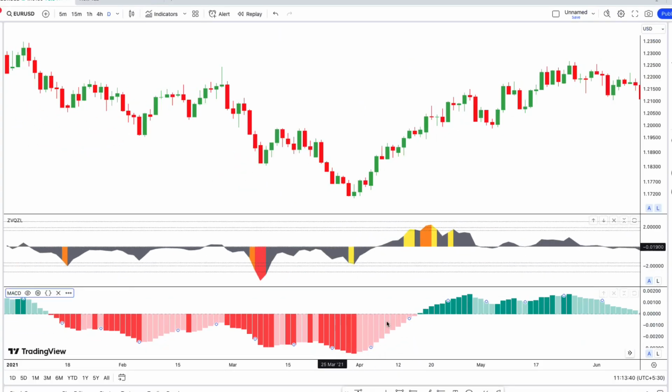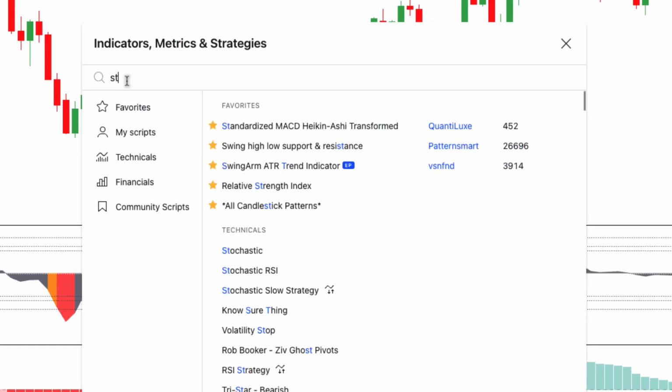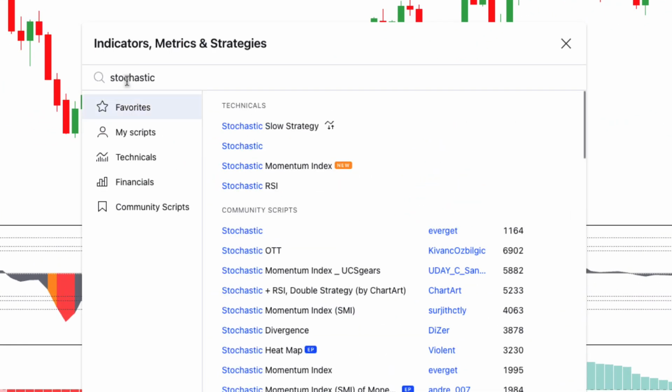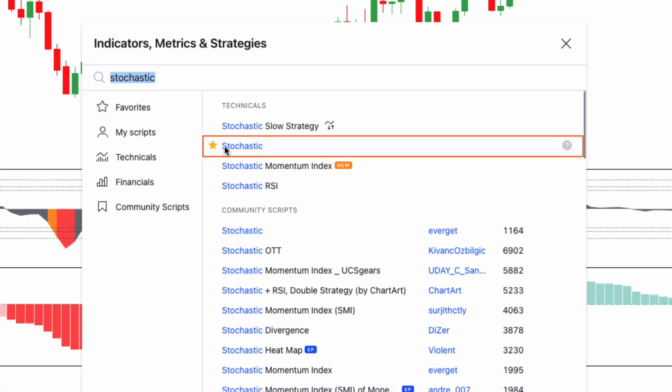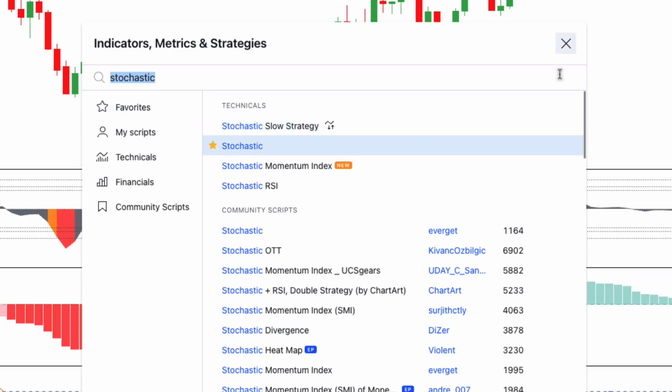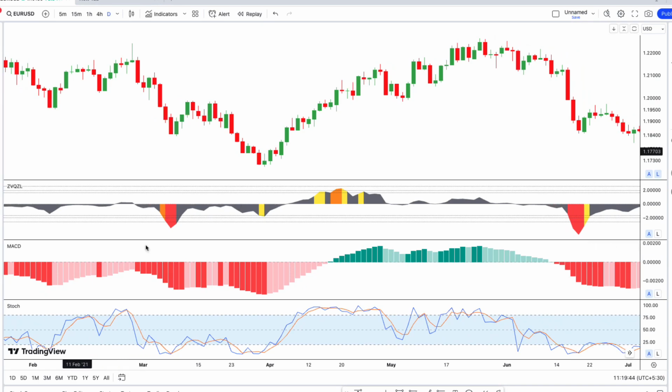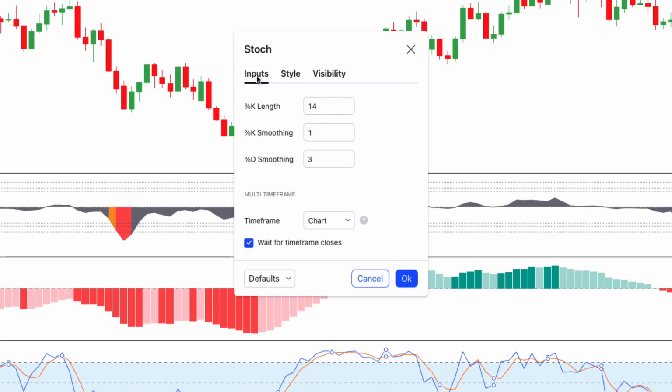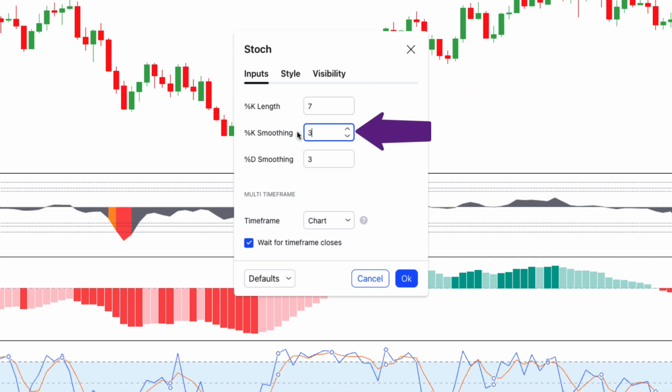And then we add another indicator to our charts, which is the stochastic oscillator, this one. And for this indicator, we must also change its settings here in the input tab. For the K% length, we set it at 7. And for K% smoothing, we set it at 3.